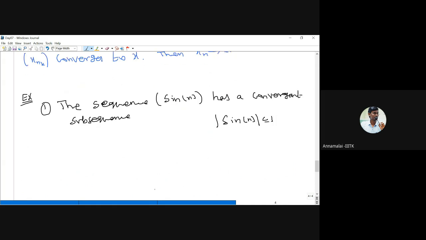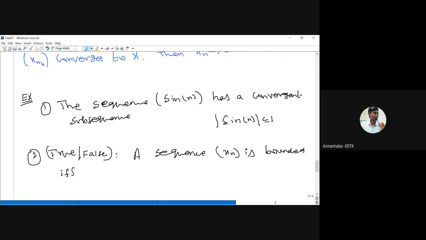Okay. Now next, true or false. Suppose a sequence x_n is bounded if and only if every subsequence of x_n has a convergent subsequence. So this statement is true or false.